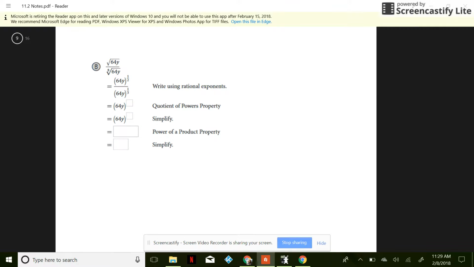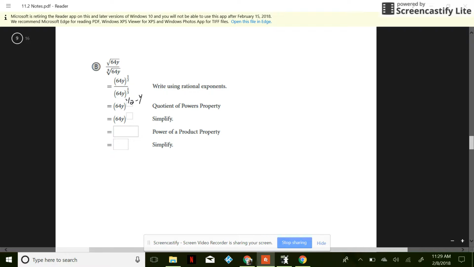So here, numerator, square root of 64y, denominator, cube root of 64y. So rewrite that square root to the 1/2 power, cube root to the 1/3 power. Now we can subtract those. So 1/2 minus 1/3, which ends up being the 1/6 power.